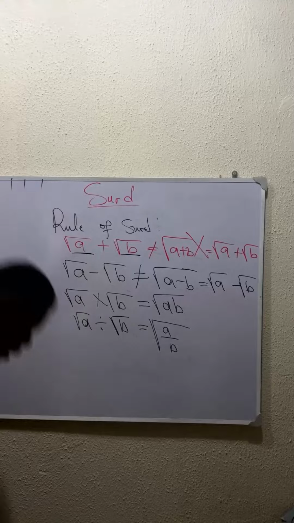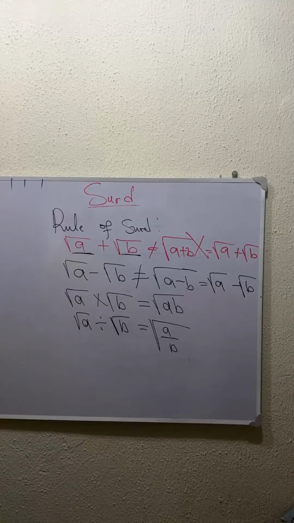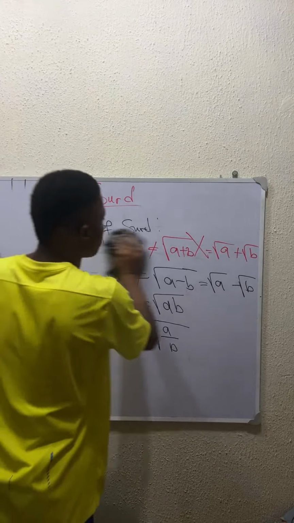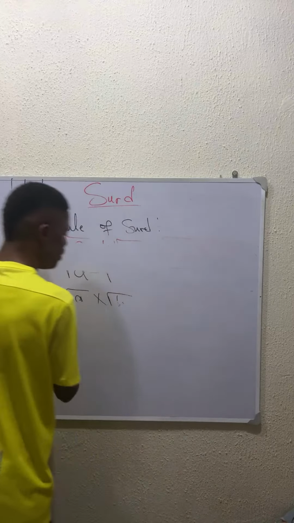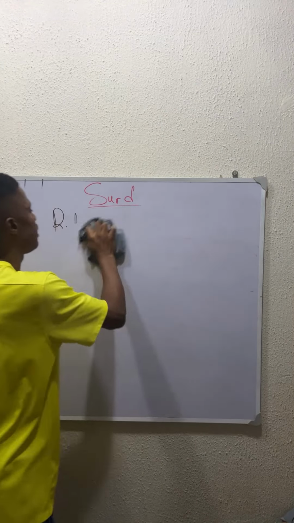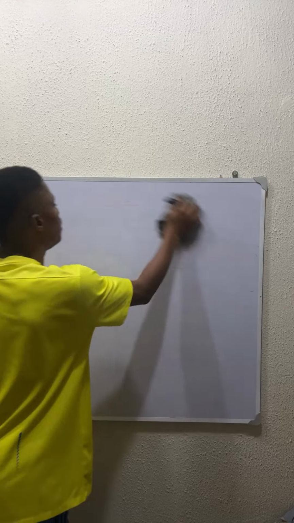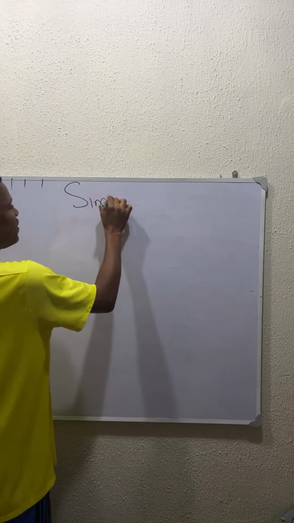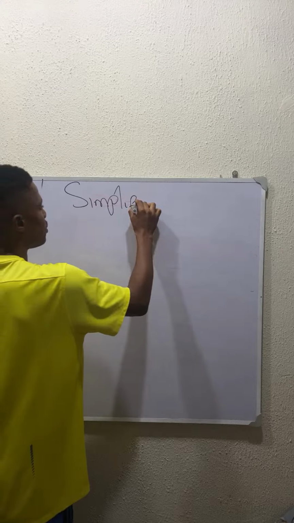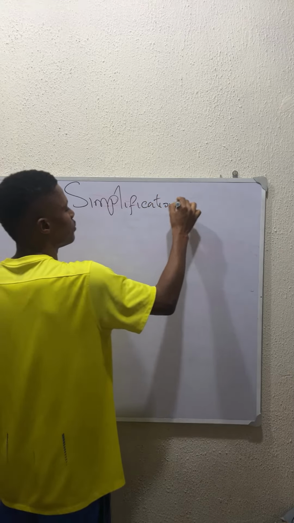Then the next one we look at is some of the simplifications in surds. In surds, we can perform some mathematical operations which are very, very easy. For instance, if you are told, we call it the simplification of surds.